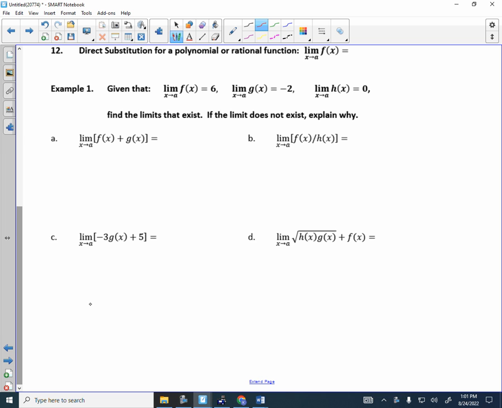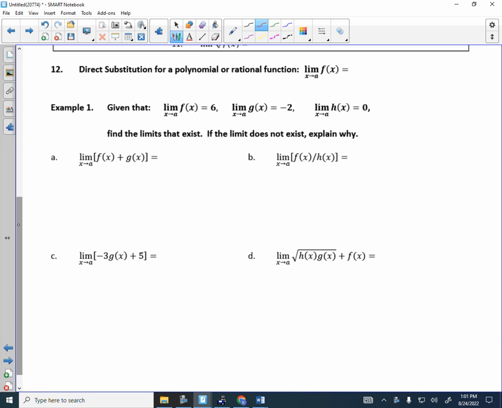Okay, let's look here. Direct substitution for a polynomial or rational function: the limit as x goes to a of the function is going to be equal to f of a. In most situations, you can simply plug a in and you're going to get a result. We'll practice that in a little bit. Right now, we're going to practice our laws of limits. We're going to make them super simple.